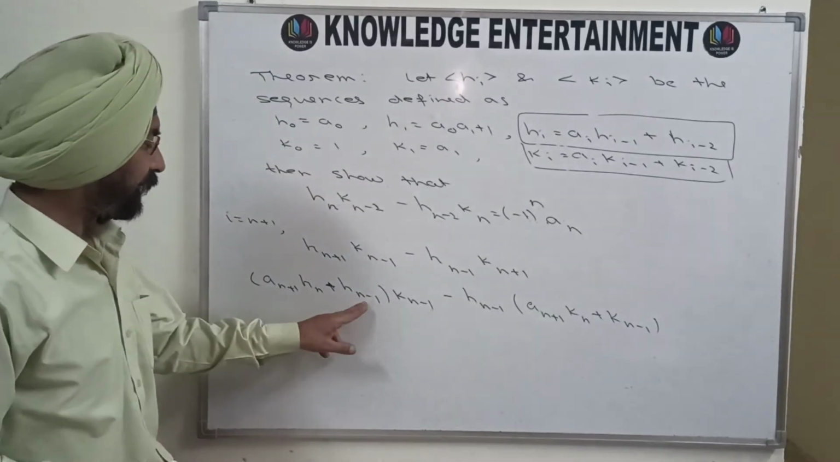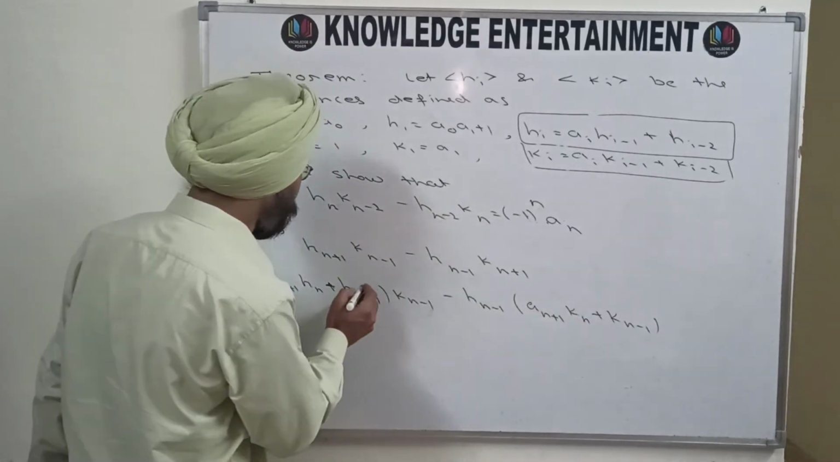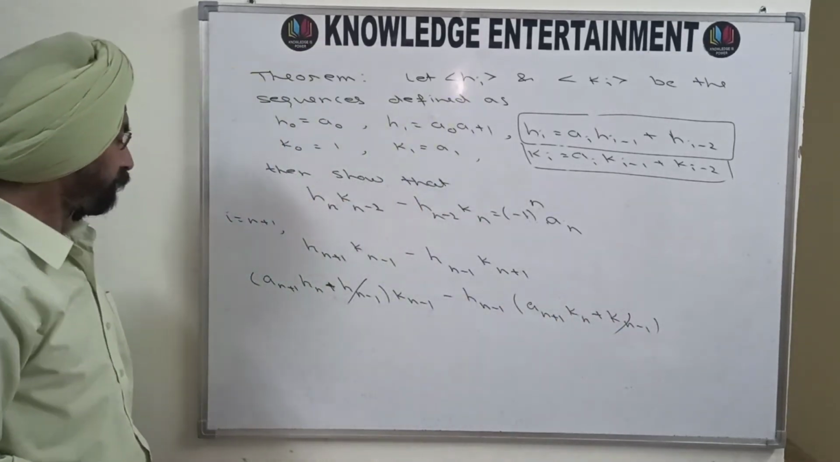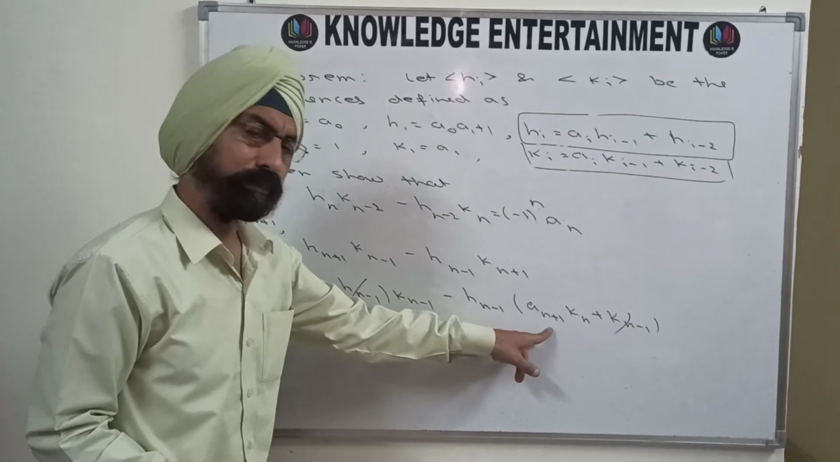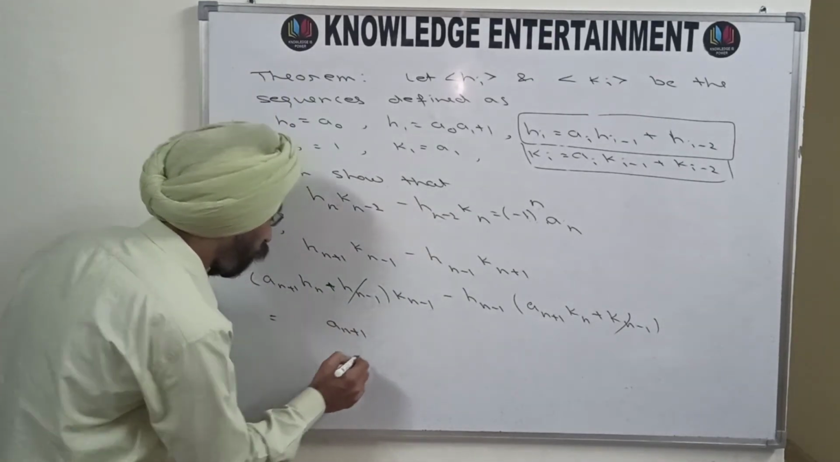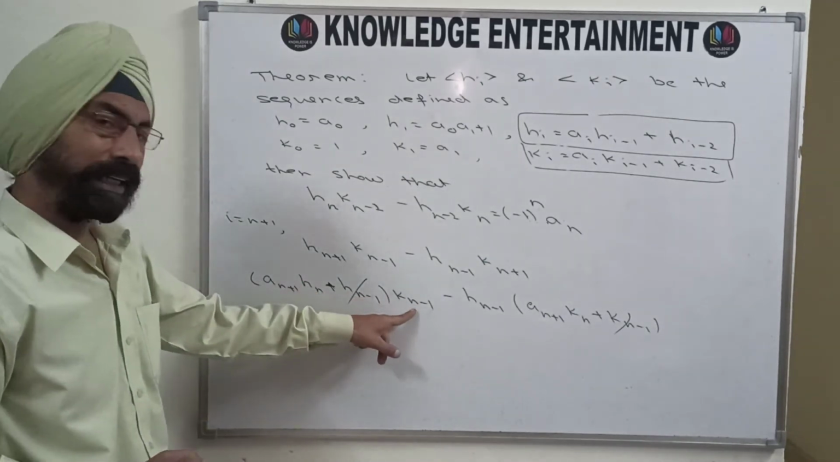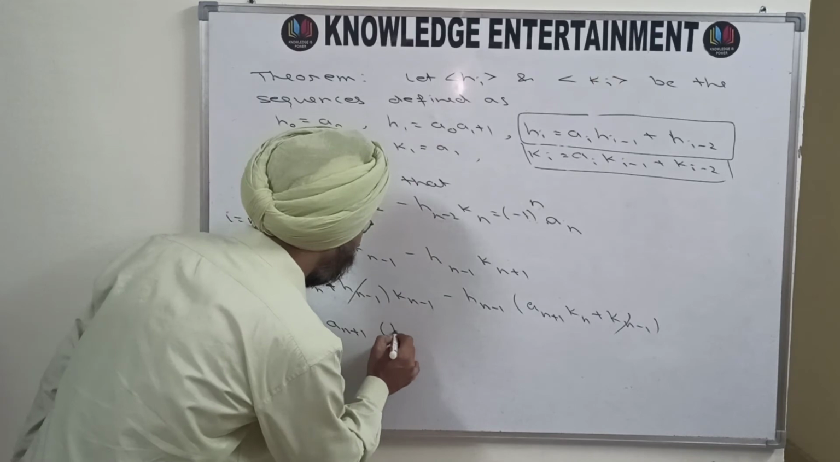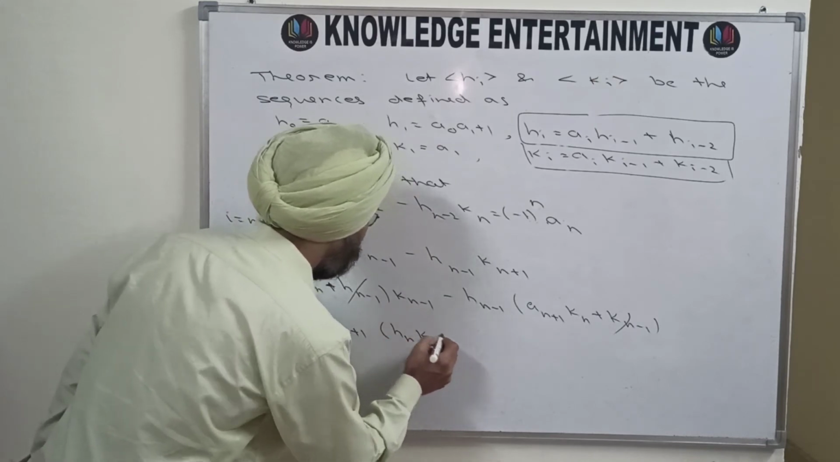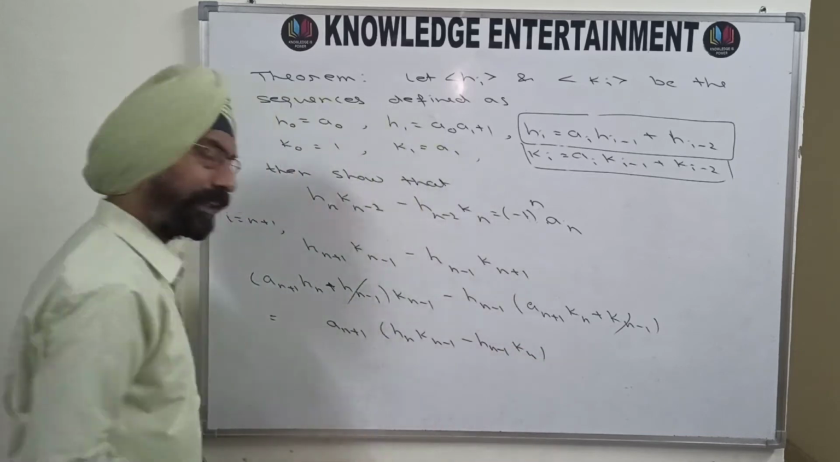So in the second step, h_{n-1} k_{n-1} minus h_{n-1} k_{n-1}, the second terms, will be cancelled. a_{n+1} is here, a_{n+1} is here, so a_{n+1} can be taken as common. What will you be left with? h_n k_{n-1}, minus h_{n-1} k_n.